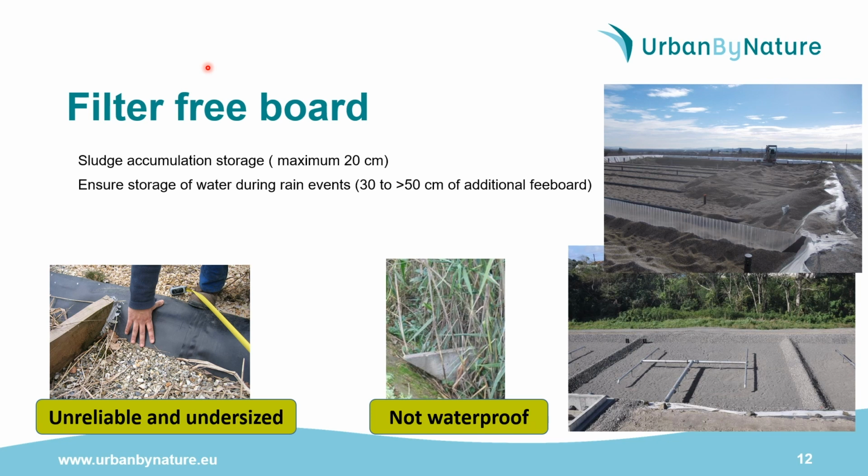The freeboard above the filter surface must be high enough to ensure a sludge accumulation of 20 cm as a maximum and should also ensure an additional storage capacity of water during rain events. So here, for example, on the left, the sludge capacity and the freeboard is too small, is undersized, and here on this picture you can see that the concrete wall does not ensure a good waterproofing between two cells.